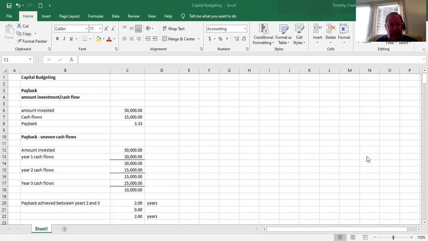Basically, net present value and internal rate of return use the time value of money. So they actually use the time value of money. Now, payback does not. Now, let's start with payback.